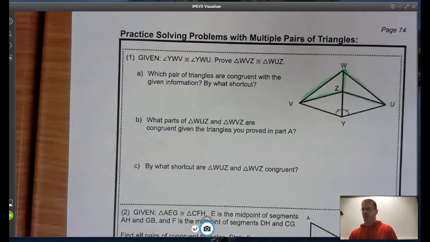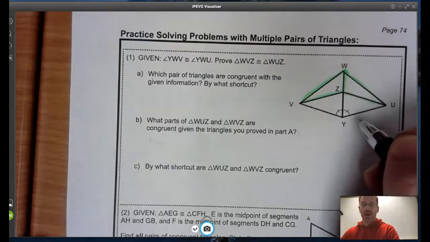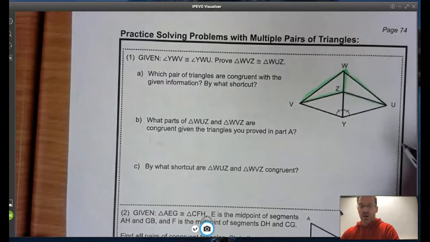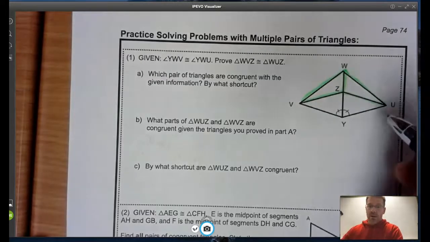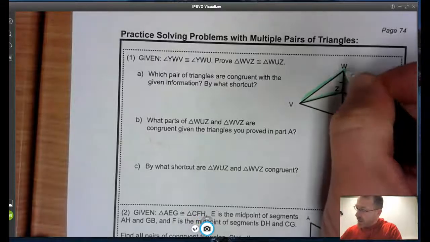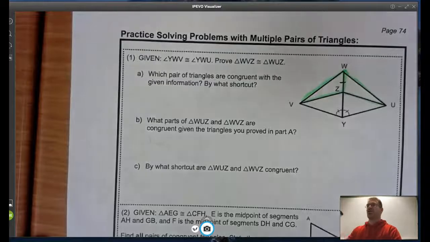Well, let's see what we can figure out here. When I look at this, I'm going to look for some things that I can use to show congruency here. So when I look at my picture here, I can see that these 2 triangles, one here in green, share WZ. So if they share a side, we know that that would be equal, right?